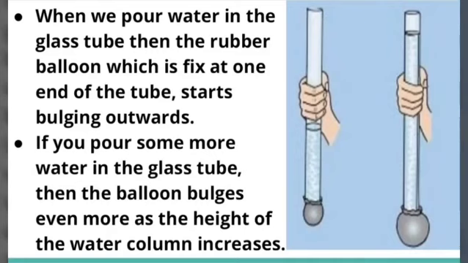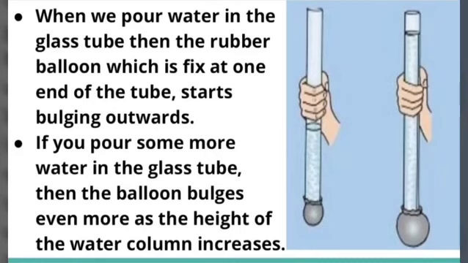Now pour some more water in the glass tube. You will observe that the balloon bulges even more as the height of the water column increases. So, this proves that the pressure exerted by a liquid at the bottom of a container depends upon the height of the liquid column in it.